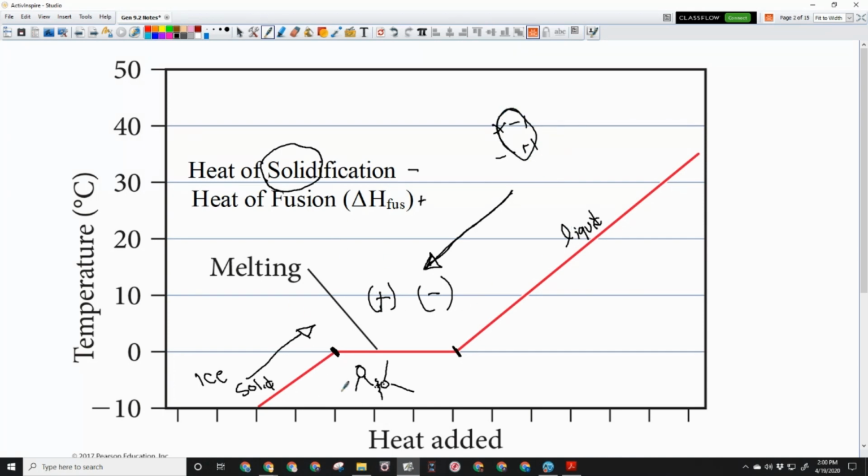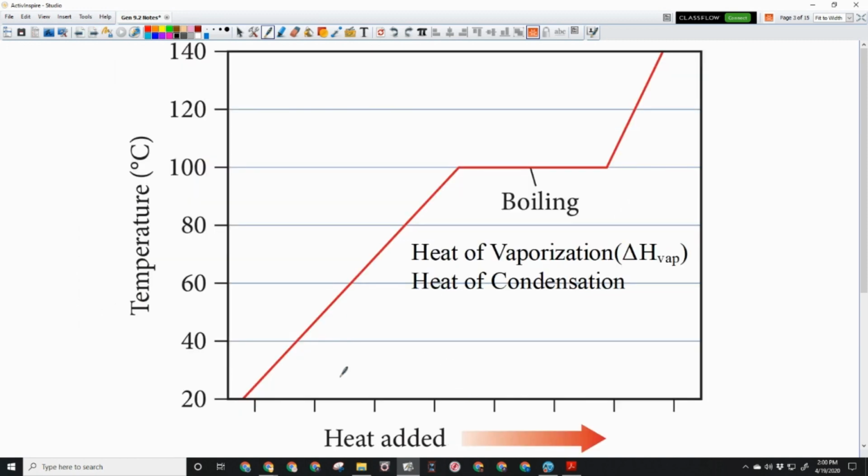So this is just the lower end of the heating curve for water. There's also an upper end, because as we continue to heat this water, it's going to gain energy. It's going to increase in temperature until it hits this point at 100 degrees Celsius. And at 100 degrees Celsius, it's going to start phase changing from a liquid to a gas.